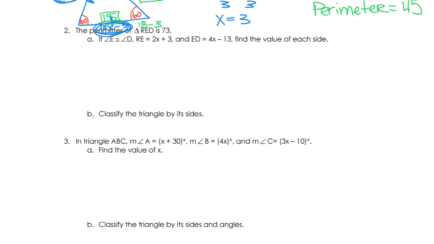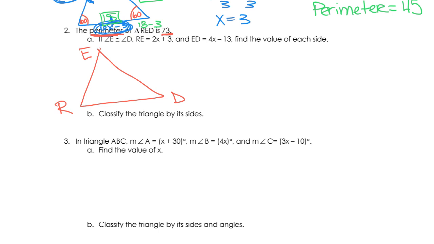All right, going down to number 2. It says that the perimeter of triangle red. So I'm going to go ahead and draw a triangle. And of course, I'm going to go ahead and draw it in red. Is 73. So we have to remember that their perimeter is 73. So see, I told you they were going to talk about perimeter.